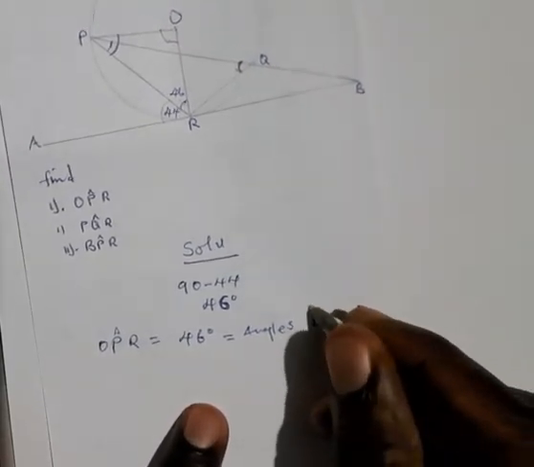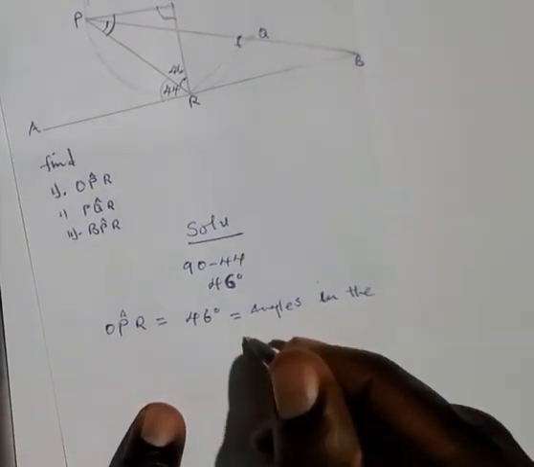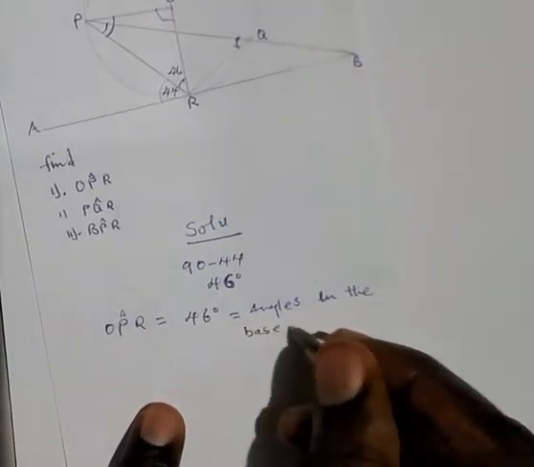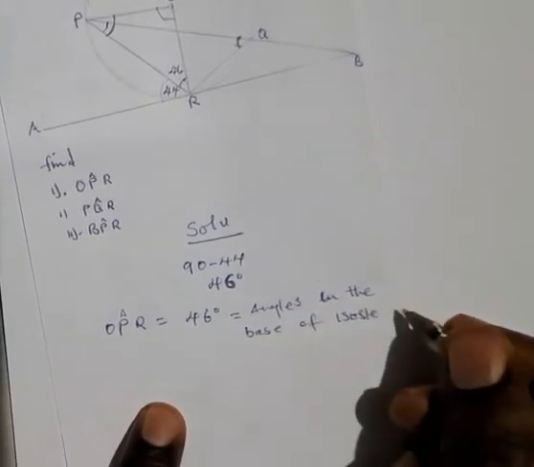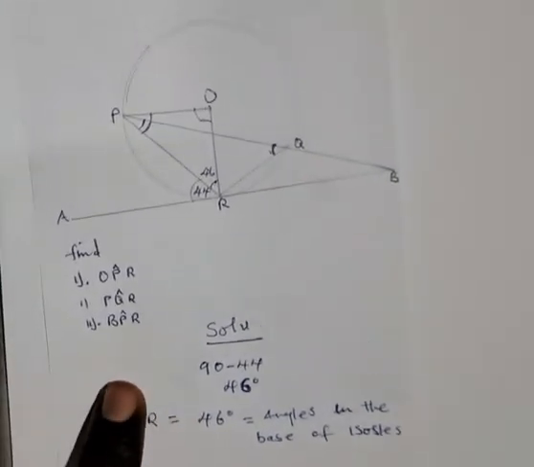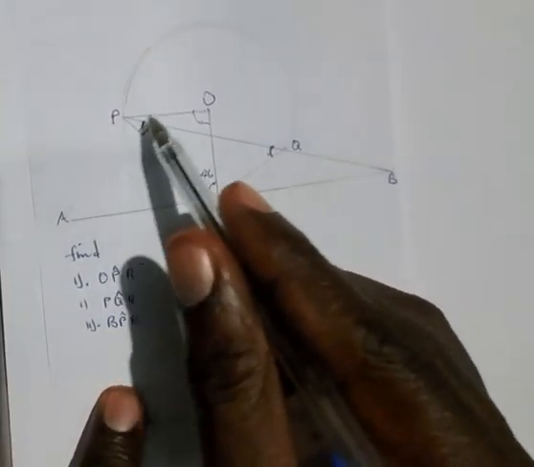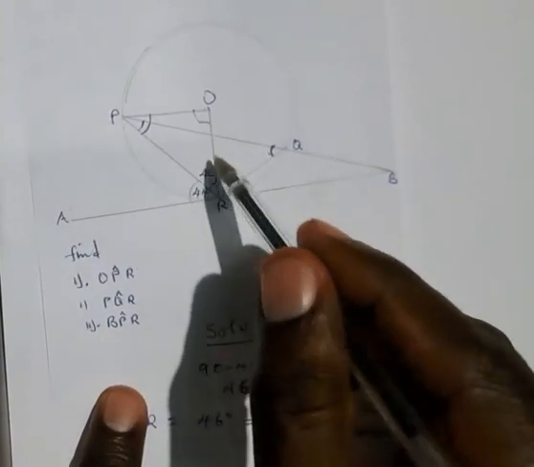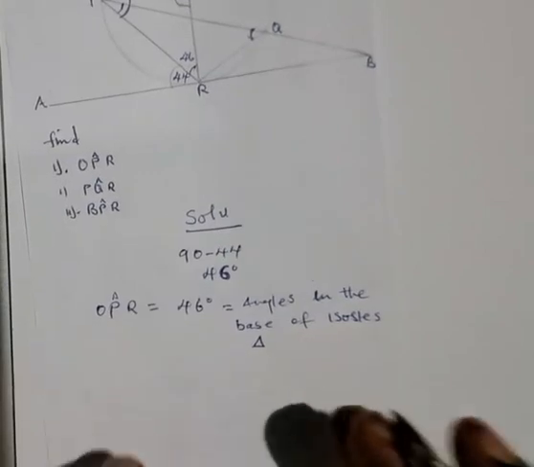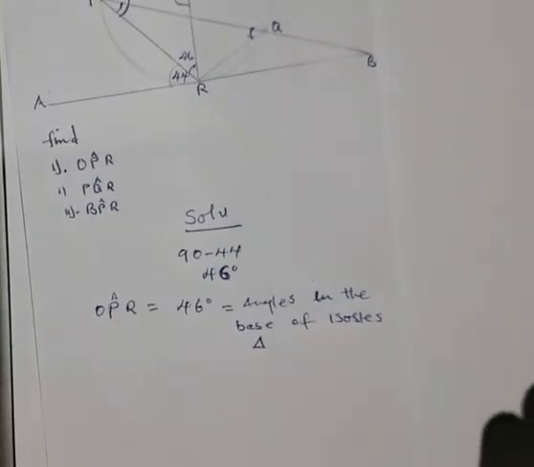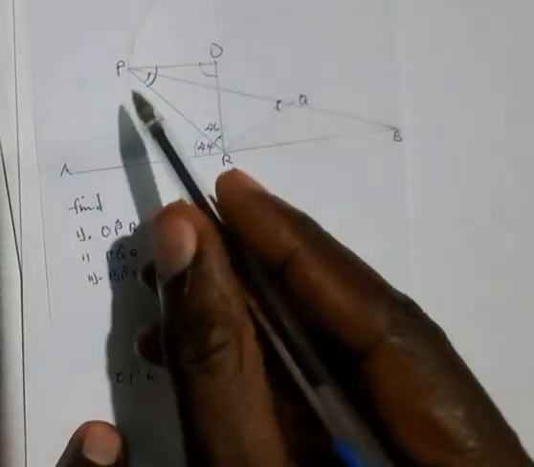Angles in the base of isosceles triangle. An isosceles triangle is a triangle that has the base angles, coming from the base going to the same point, to be the same. So I think this is the reason we can give, right? Yeah. Then angle PQR.